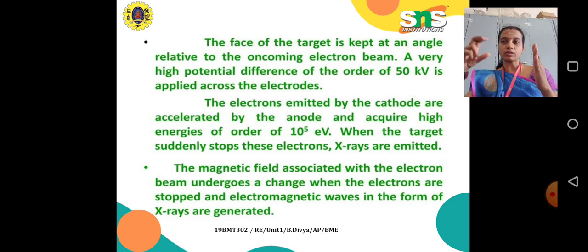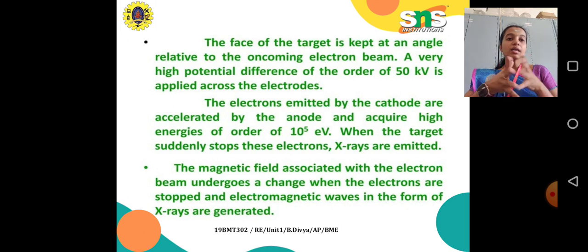We have the cathode and the anode here. Once the supply is given, the electrons emitted from the cathode are accelerated by the anode and acquire a high energy of 10 to the power 5 electron volts. These electrons are suddenly stopped by the target and the X-rays are emitted.